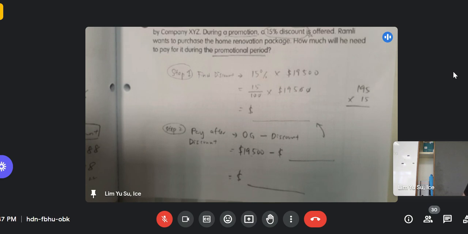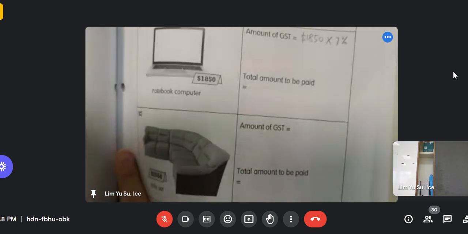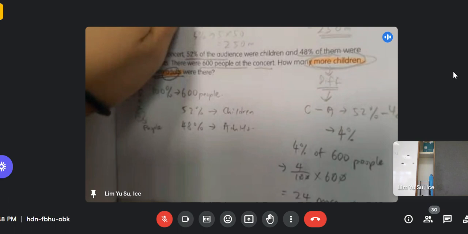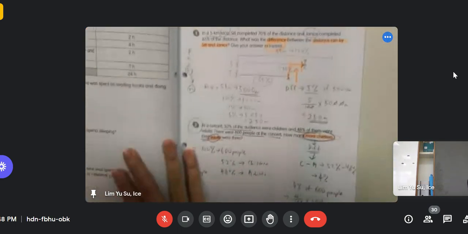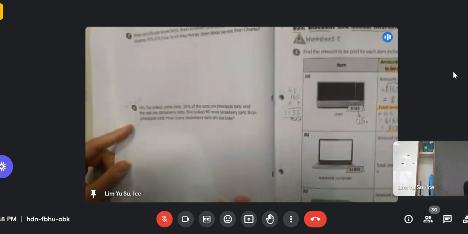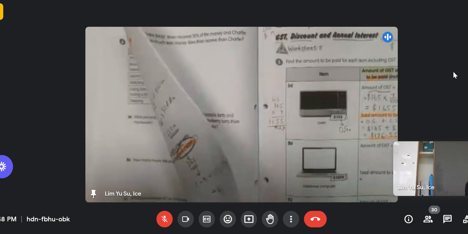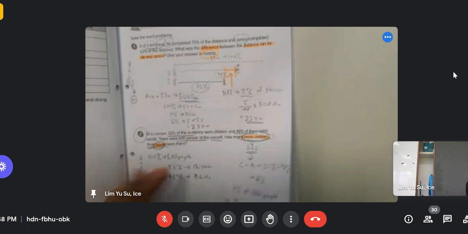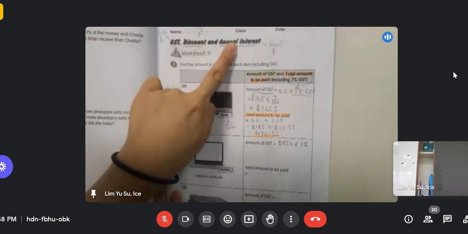Now, boys and girls, I'm going to say this again. The chapter on percentage mainly has two types of word problems. The first type is from page 81 to 85, 84. Level 2, can see or not? For 82 to 84, these are already all on my YouTube channel. Those of you who have done it know that this is one kind of word problem. Another kind of word problem is focused on GST, discount, and interest.